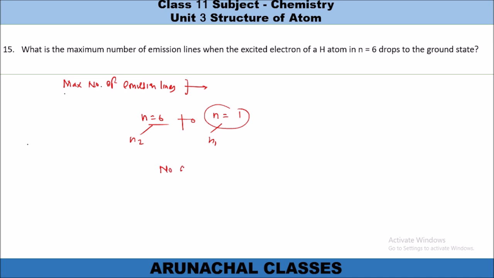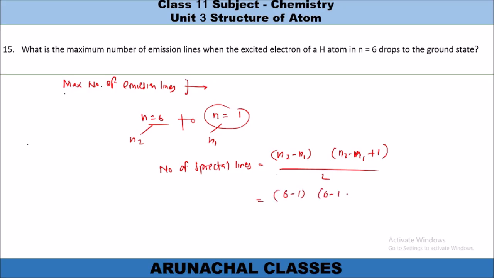If you want to find the number of spectral lines, in this case we will use the formula: n2 minus n1, in bracket n2 minus n1 plus 1, whole divided by 2. So it will be 6 minus 1, then 6 minus 1 plus 1, whole divided by 2. 6 minus 1 is 5, multiplied with 6, the minus 1 and plus 1 cancel, divided by 2. 6 times 5 is 30, 30 upon 2 is 15. So 15 spectral lines will be present here.